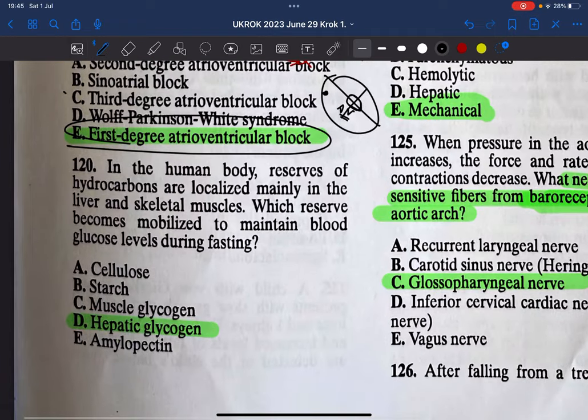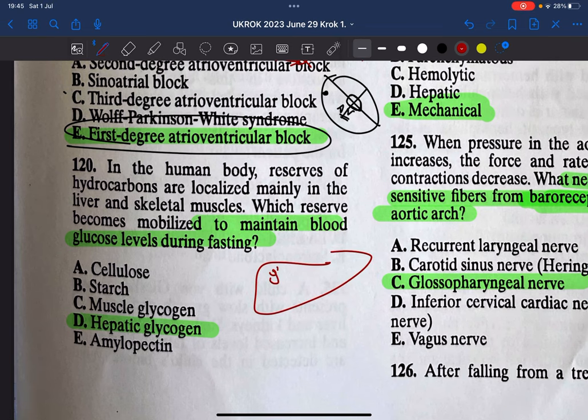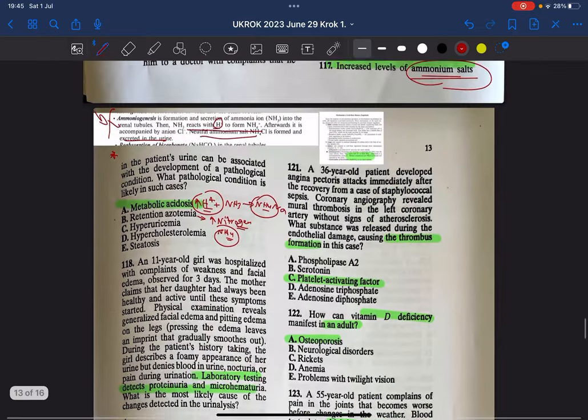In the human body, reserves of carbohydrates are localized mainly in the liver and skeletal muscles. Which reserve becomes mobilized to maintain blood glucose levels during fasting? Of course, the hepatic reserves of glycogen. They have a lot of glycogen, and during fasting they break it down to glucose, and this glucose will support the glucose levels during fasting or periods of not eating.